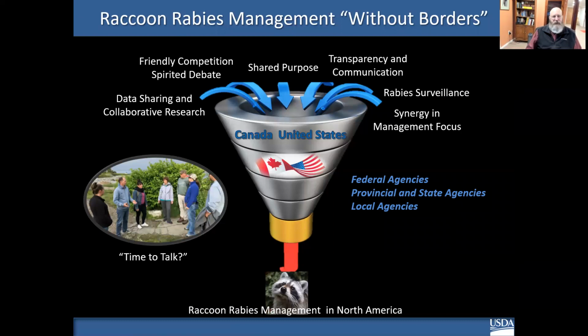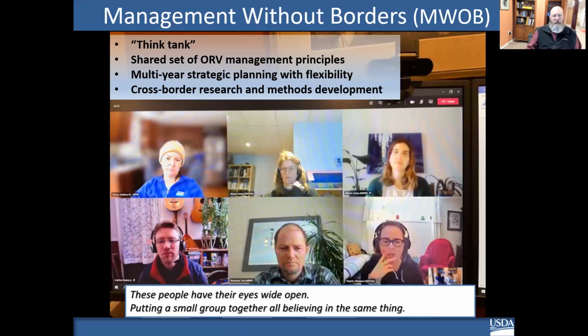And this has been, again, one of the really great parts of working on rabies management, to get to work with my colleagues in Canada. It's been a lot of friendly competition and spirited debate and lots of transparency and sharing data and cross-border research. And recently we developed what we're calling the Management Without Borders initiative, which is really a think tank, but it's a shared set of ORV management principles. And we're doing some multi-year strategic planning with some flexibility because this group right here is all working together to try to eliminate raccoon rabies from North America.